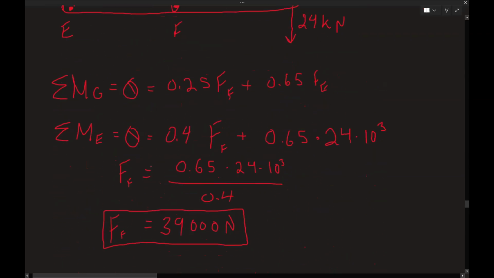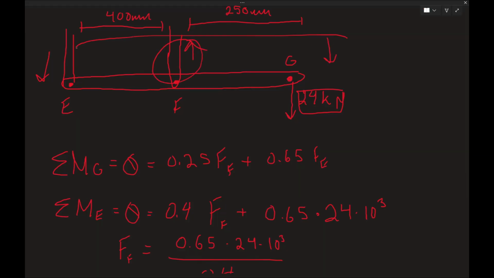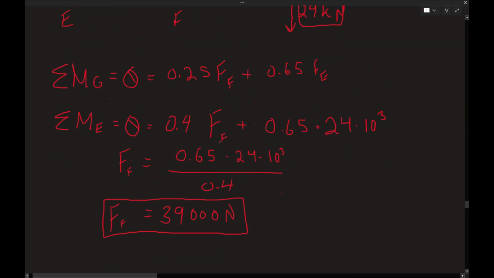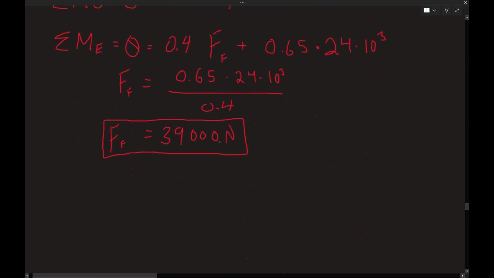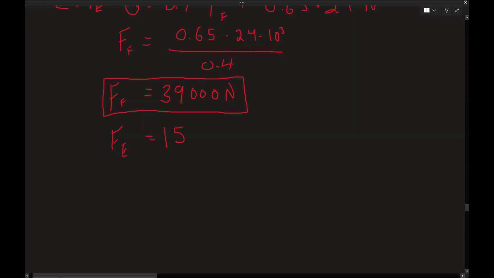Which is actually, I think, on point, because it has to be more than this. This guy's a force down, this guy's a force down, this guy's a force up. This guy has to be the sum of both those guys. Does that make sense? Actually, why don't we just do that? 39,000 minus 24,000. That means F E is equal to 15,000. Saves me the time of having to replug all that stuff.